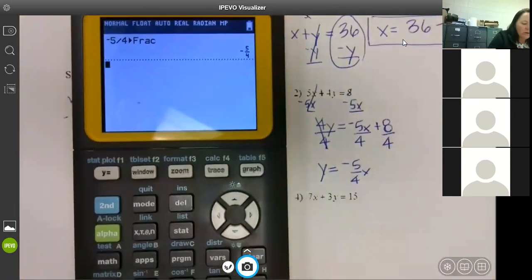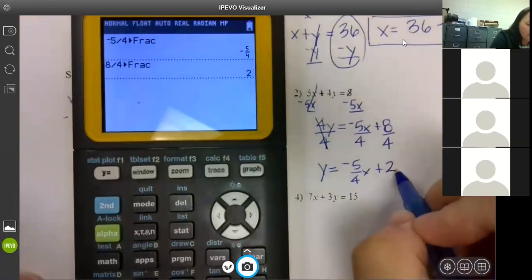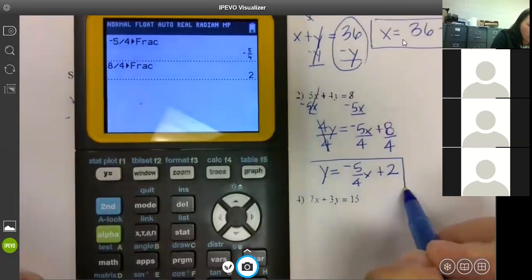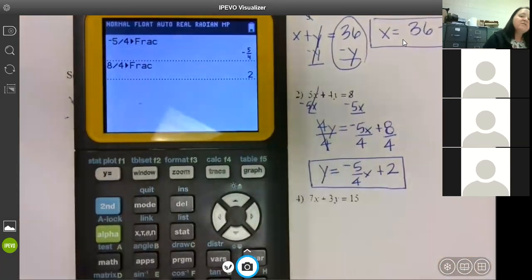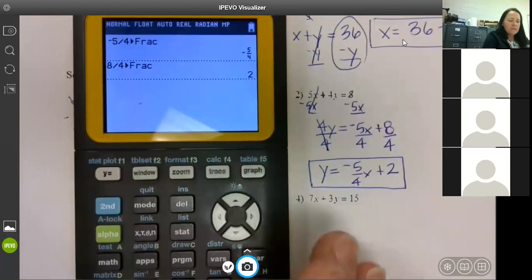But what happens when I type in 8 over 4, math, enter, enter? What do I get? 2. See how it's different? That means that it is reducible, and that's the end of your problem. So don't stress out about the fractions, like, oh my God, Miss Jones, I don't know how to reduce fractions. Your calculator will do it for you. So you'll be okay. All right. Move to the next one.